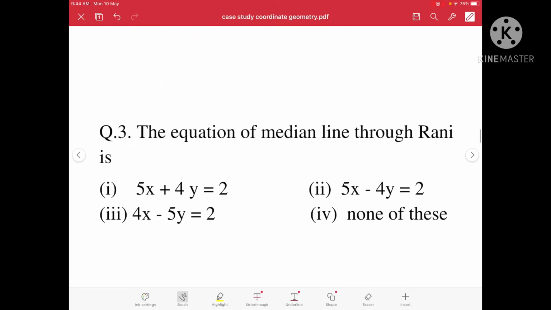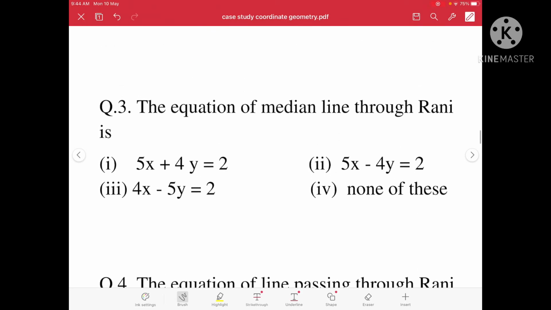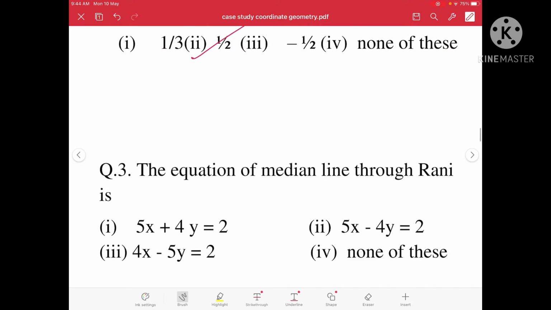Now comes question number 3: the equation of the median line through Rani. As we know, the triangle is like this. Rani is at the point (2, -2), Mansi is at the point (1, 1), and Sneha is at the point (-1, 0). We have to find the equation of the median through Rani, meaning this line. Median means these two should be equal: MD equals DS.